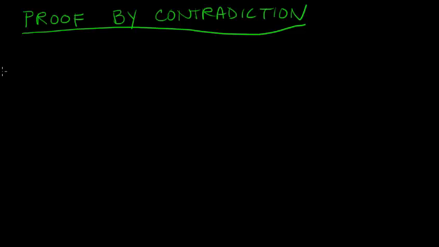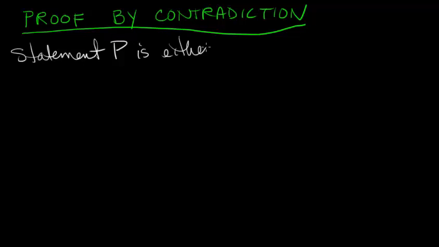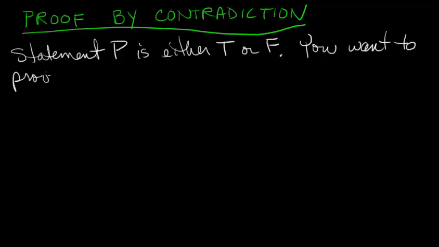In this video, I would like to talk to you about a method of reasoning that we call proof by contradiction in mathematics and in logic. Suppose that you have a statement. Let's call it P. Statement P is either true or false, T or F. We have a statement that is either true or false, and you want to prove that P is true.